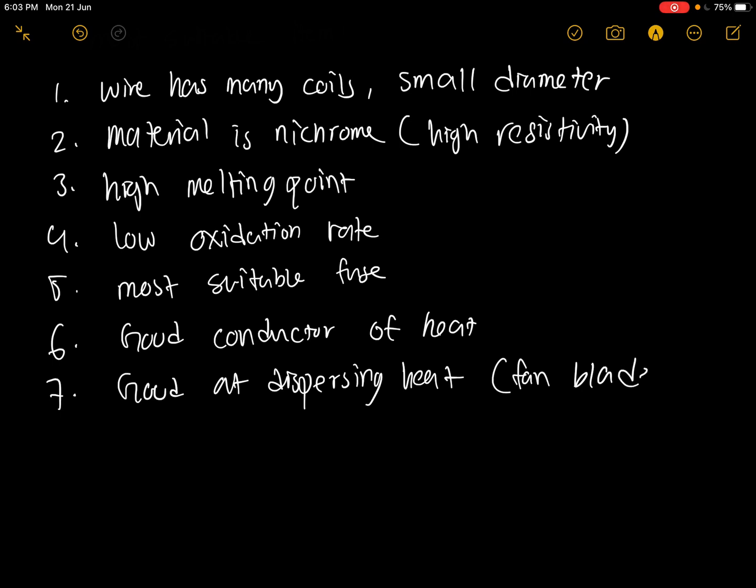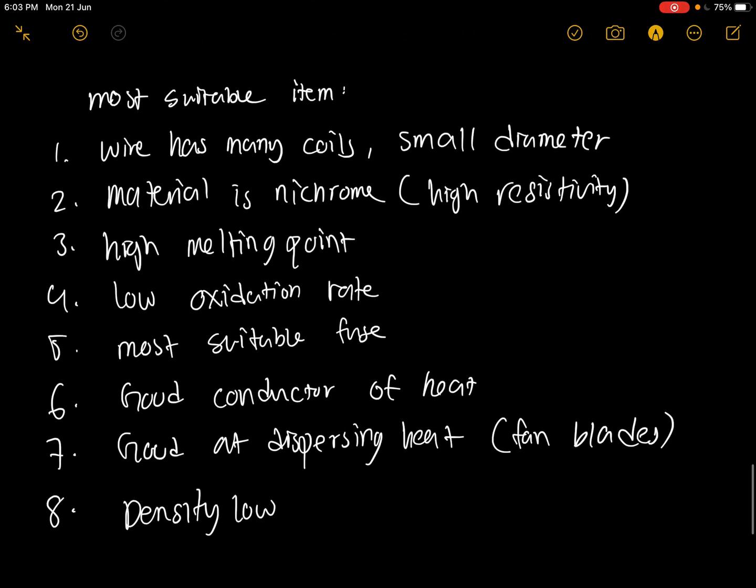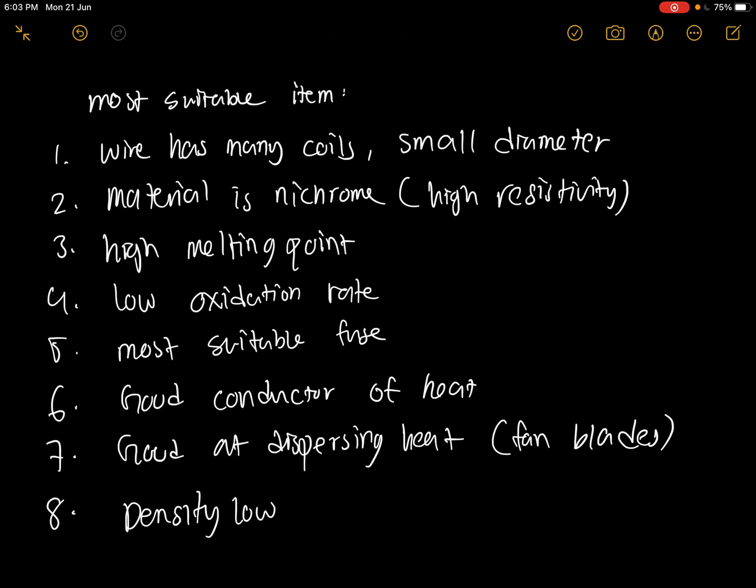So this one is fan blades. So these are the ones that I found while doing this. Number 8 is density. Density low. So these are the ones that we found out according to all the questions that we have done. I actually did another one. And this should be the most possible question.